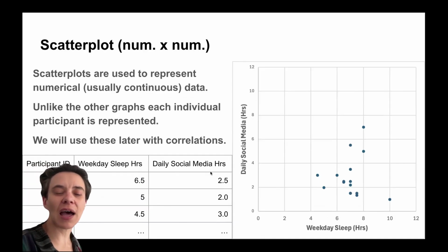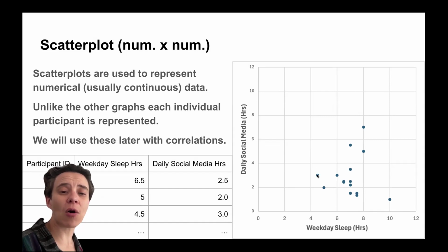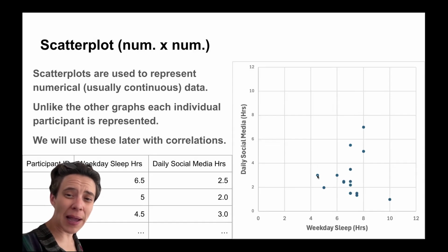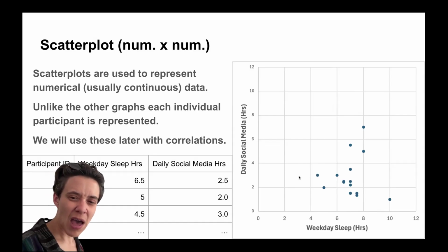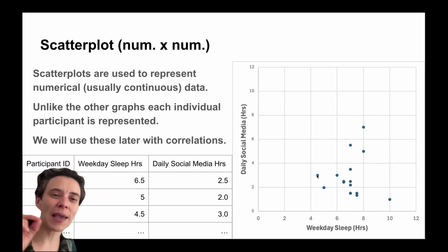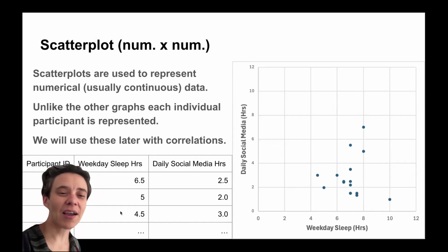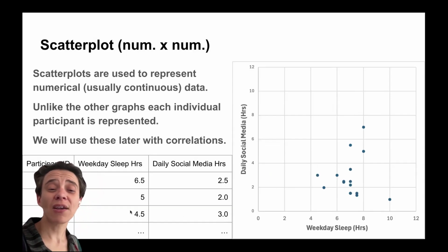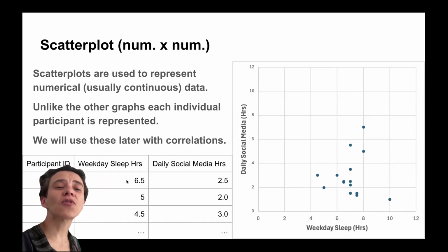If we had the full list, which I didn't give, we could figure out which participant ID this person right here had by seeing who had the lowest reported weekday sleep, which looks like about 4.5, and daily social media hours around 3. We would be able to identify them. Oh wait, actually, they are right here. That's participant 3, 4.5, and 3. Spot on. So you can identify specific individuals.